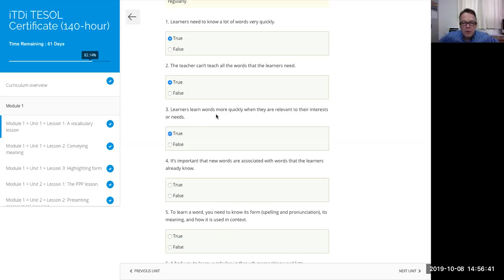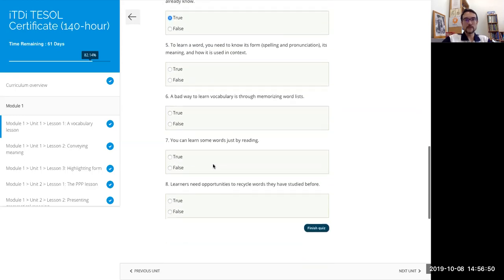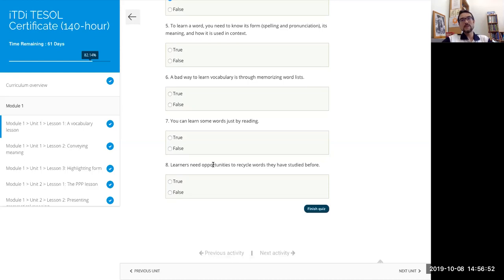It's important that new words are associated with words that the learners already know. Yes, that's helpful in remembering and building up those networks. Okay, over to you. To learn a word, you need to know its form, spelling and pronunciation, meaning, and how it's used in context. True. Okie dokie. A bad way to learn vocabulary is through memorizing word lists. I'm going to say false. Works for some, for sure.